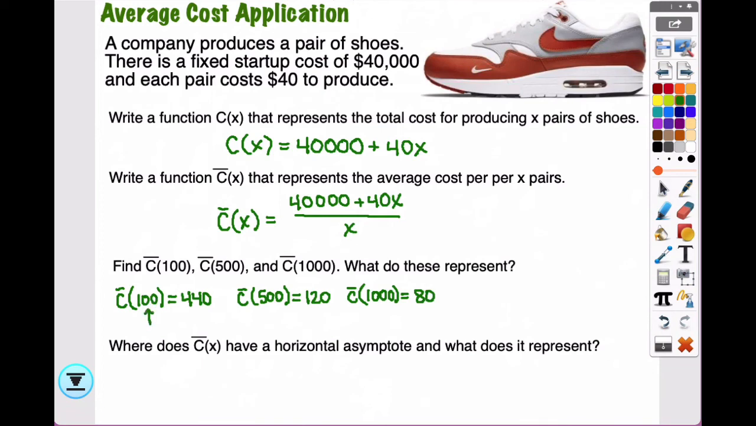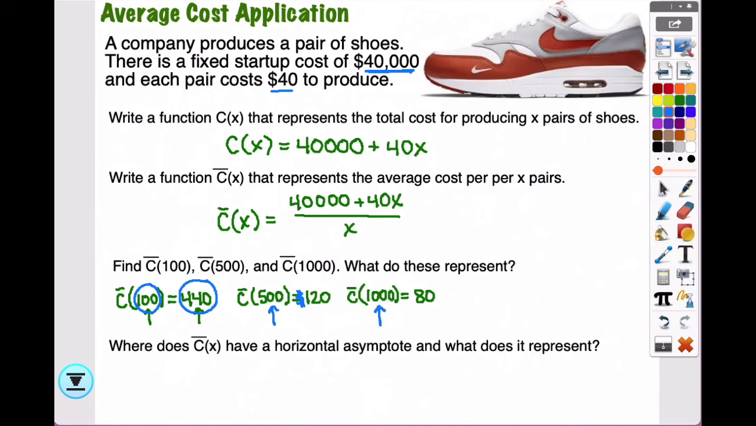Well, I know that the x value represents pairs of shoes, right? And the C bar function represents the average cost per pair. This seems kind of crazy because I just told you it costs $40 to produce each pair. But if you're only going to produce 100 pairs, you could think of that as each pair costing $440 since we're splitting the cost only amongst 100 pairs of shoes. This C bar of 500 means that if we up the production to 500 pairs, then they'll cost an average of $120 per pair to make.